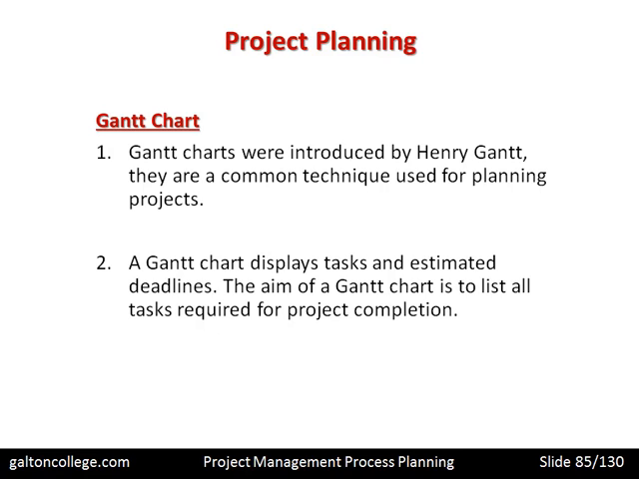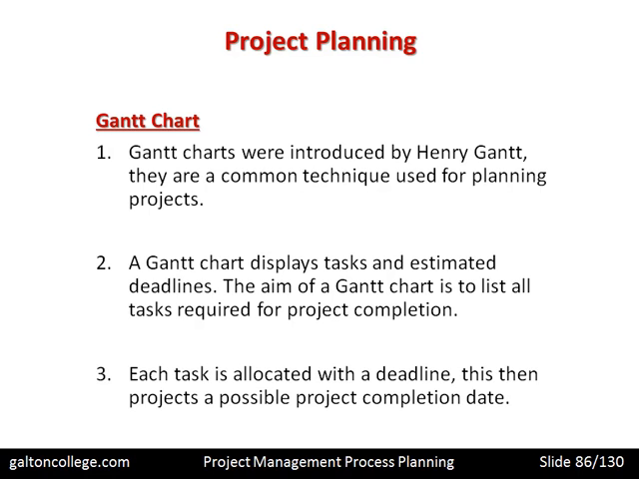So the Gantt chart starts with the very start of the project, right to the very end, breaks down all of the different tasks, when they will start, when they will finish, when the work moves from one section to the next section, and so on. So it breaks down the whole task into subtasks with start and completion dates. Each task is allocated with a deadline. This then projects a possible project completion date.